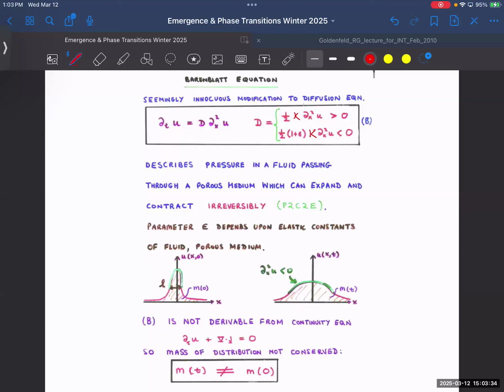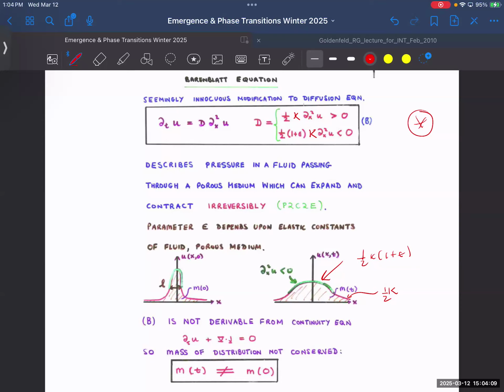So let's have a look at what that means. So here is my initial condition, or here is my solution at later times. In this part here, I've got the coefficient, which is a half kappa times 1 plus epsilon. And in this part over here, I have just a half kappa as my diffusion coefficient. So I have a different diffusion coefficient for different parts of the solution of this equation. Now, when you look at this equation, you might say, well, wow, that's a weird equation. How do I derive that?